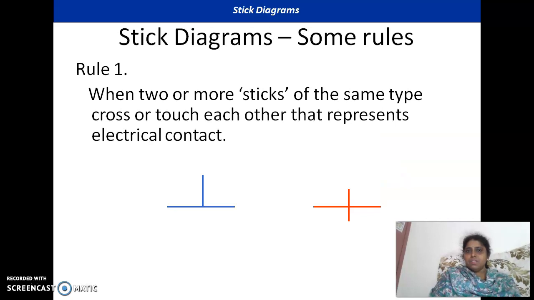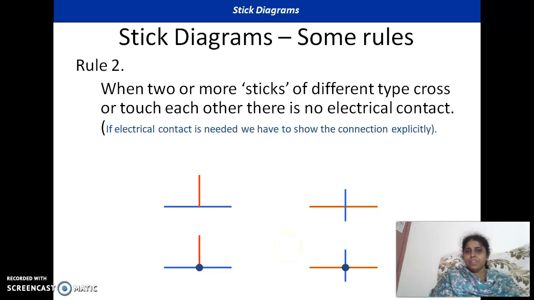Then what are the rules? When two or more sticks of the same type cross or touch each other, that represents electrical contact. See, this is electrical contact, same color, touching. Here, crossing. Whenever the same color crosses or touches, that represents a contact. Whenever different colors touch or cross each other, that does not mean a contact. If we want to make it a contact, we need to put a dot.